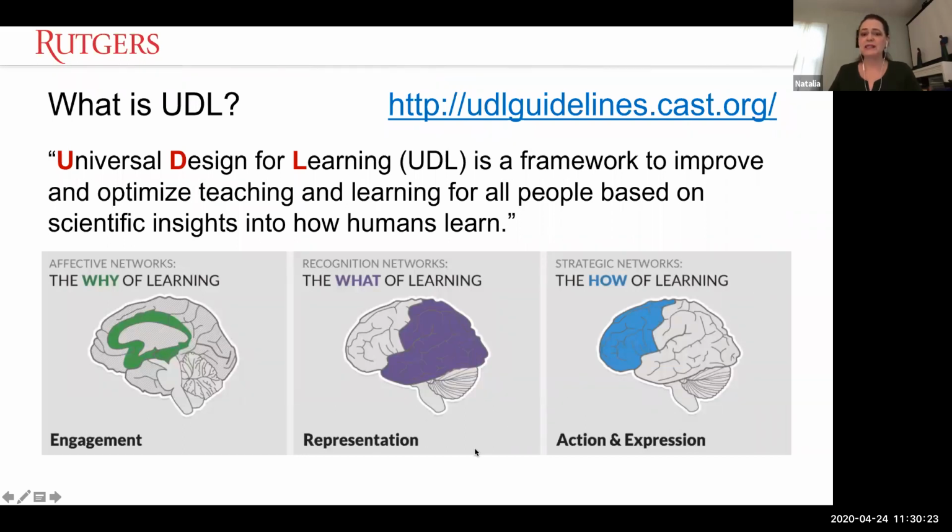The next one is strategic network, the how of learning. And the how of learning means what you will provide, how you're going to guide them through that journey of learning, so that your students can really master the content. That means how you're going to set up your assignments, how they can demonstrate their knowledge, how you can support them in this learning environment. Make sure to provide them multiple ways of acting and expressing their learning and developing skills.